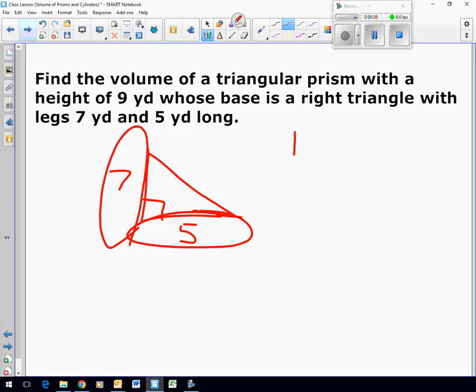So take 1/2 of 7 times 5. That's the big B. When you see capital B on your formula sheets, that means the area of the base. You got me? The capital B on your formula sheets means area of the base. So, Bradley, what is 7 times 5?